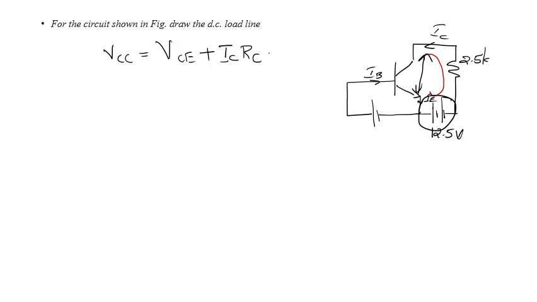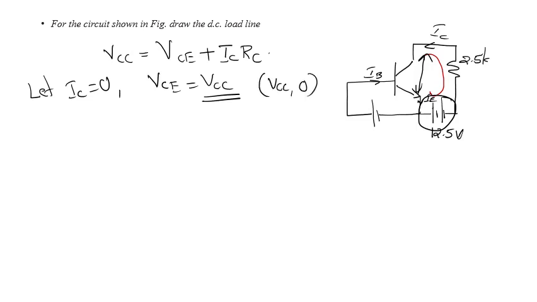So to draw the load line, we must consider the first two cases. One is let IC equal to 0. So if IC is equal to 0, VCE will be equal to VCC. So we got one point, that is VCC and 0. Here VCC is equal to 12.5. So this point A is given by 12.5 volt and 0.